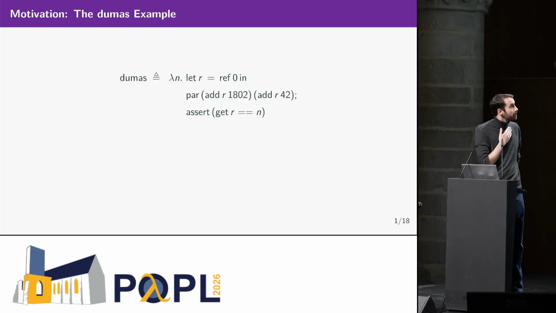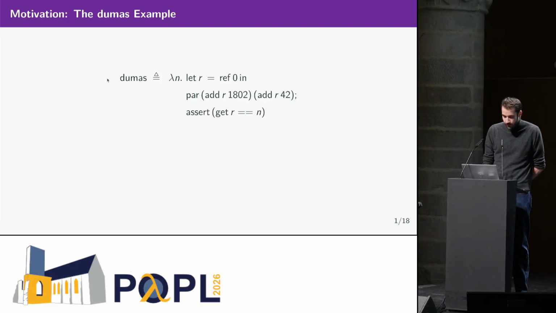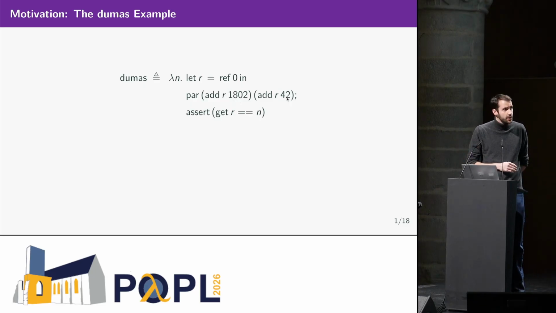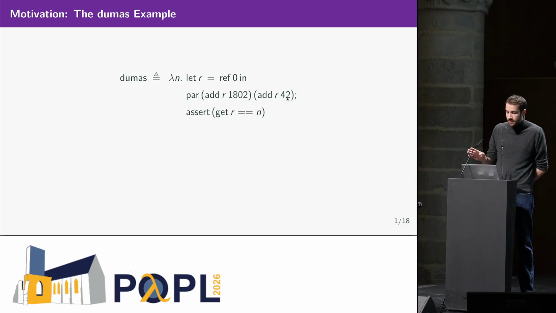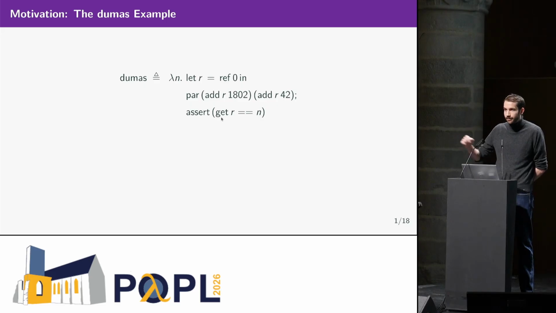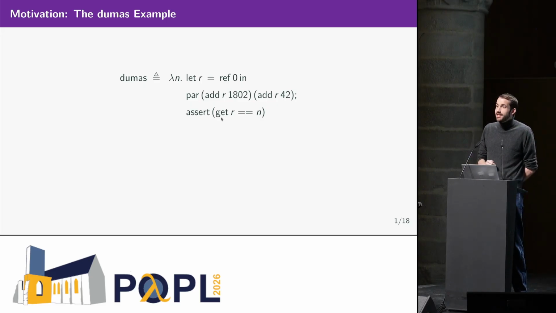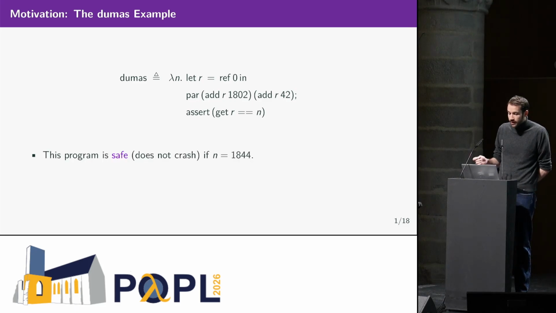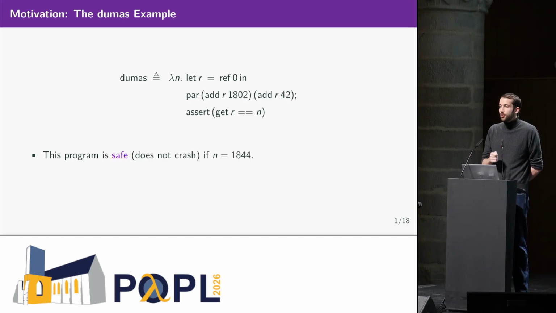Let's see an example. This is a function that takes as parameter an integer n, and then allocates a reference r, initialized to 0, and then in parallel adds to r 18, 2 and 42. Let's say the addition is atomic here. And then after this parallel phase, the program asserts that the content of r is equal to n. What can we say about this program? Well, first of all, it's safe if and only if n is equal to 1844. Otherwise, the assertion here will fail and the program will crash.